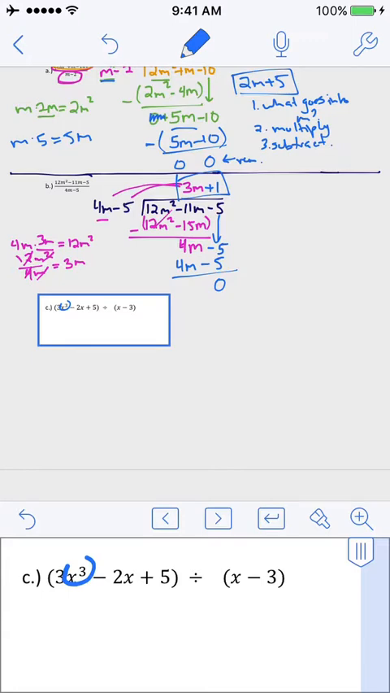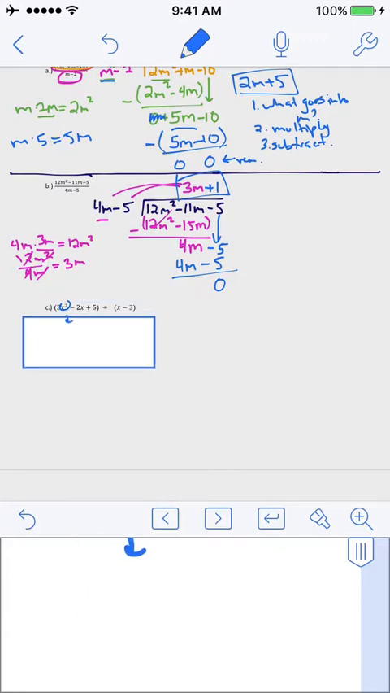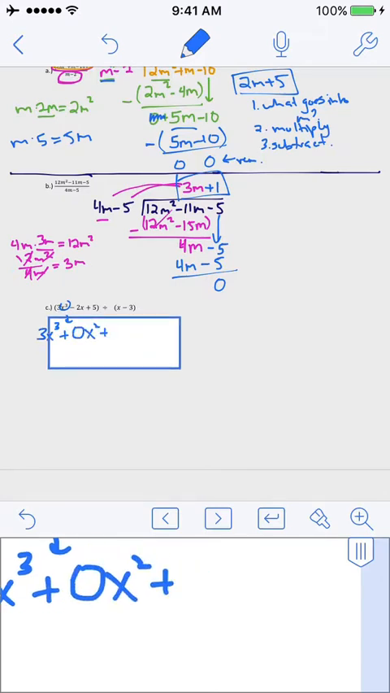So what we're going to do is change this guy to 3x cubed plus 0x squared plus 2x plus 5. That way we've got every single power represented all the way down to 0. That will be important in this process. So make sure you make that change and then go ahead and try this problem on your own.